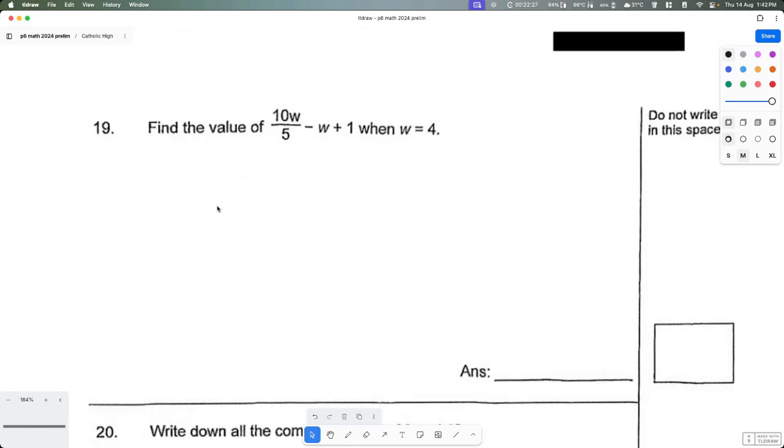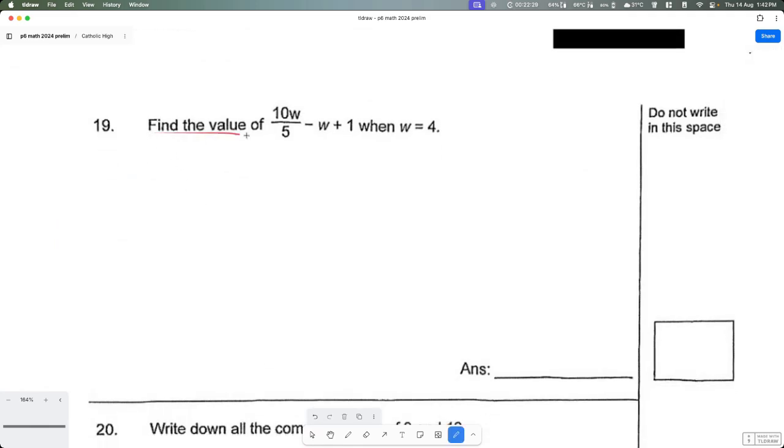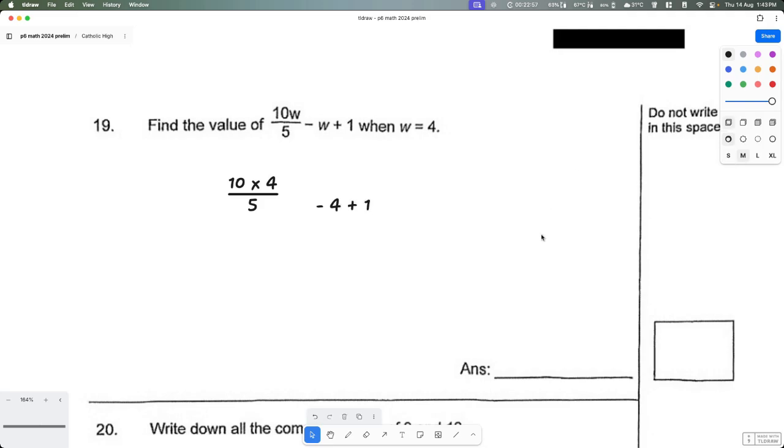Question 19. Find the value of 10w over 5 minus w plus 1 when w is equal to 4. Same thing: we can have 10 times 4, since w means 4, over 5. Then we minus, and then minus 4 plus 1. So this is what it all looks like.